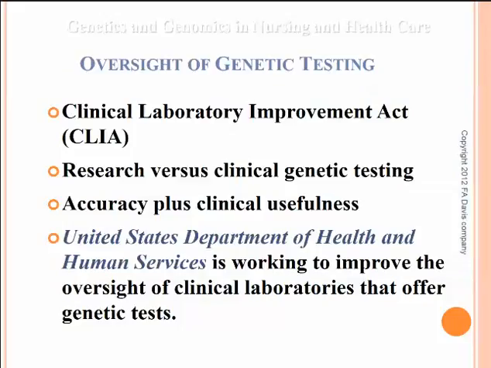Oversight of genetic testing is done by CLIA. They manage and set forth some regulations so that there's some accuracy and the clinical usefulness of the tests are identified. This is becoming more and more important with the direct-to-consumer testing. The Department of Health and Human Services also will work to have some oversight of those laboratories doing the testing.